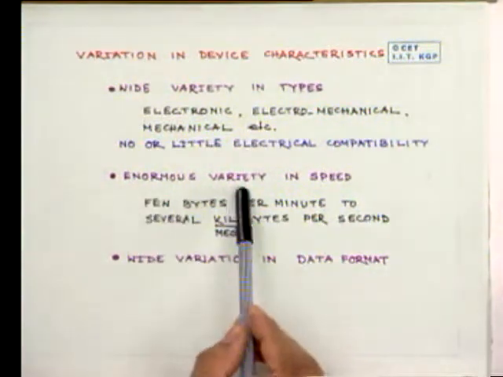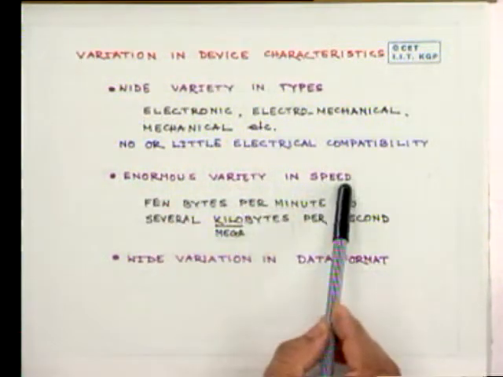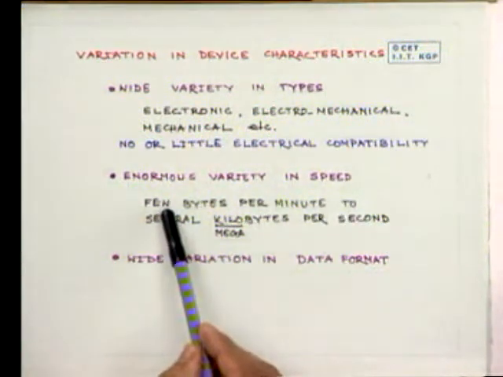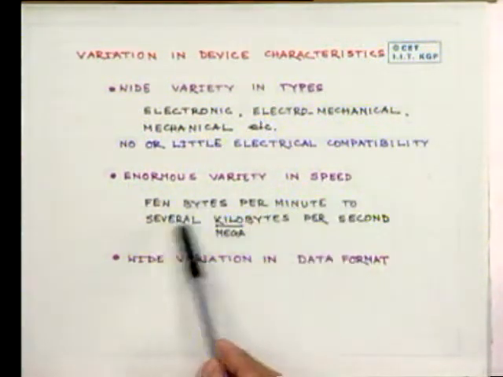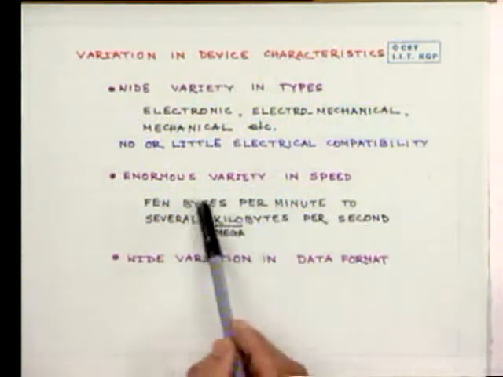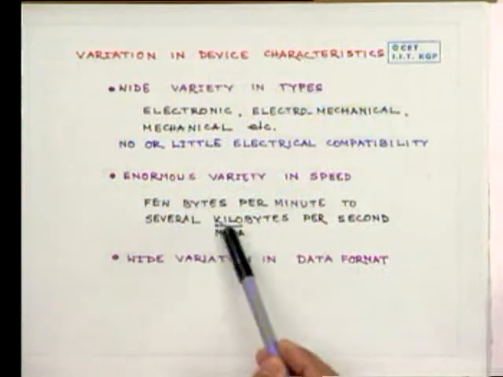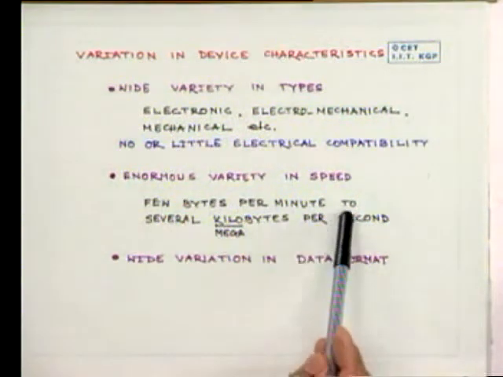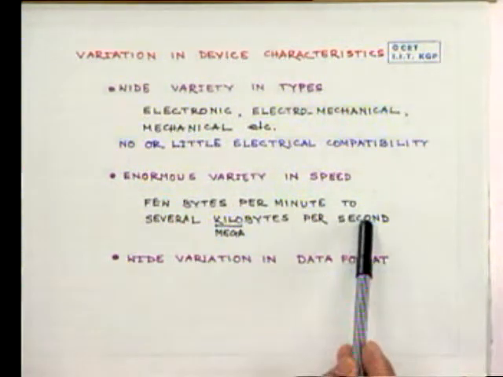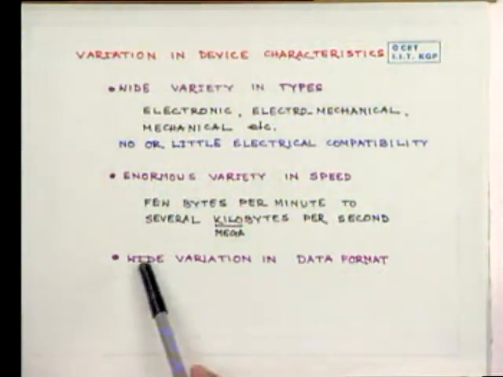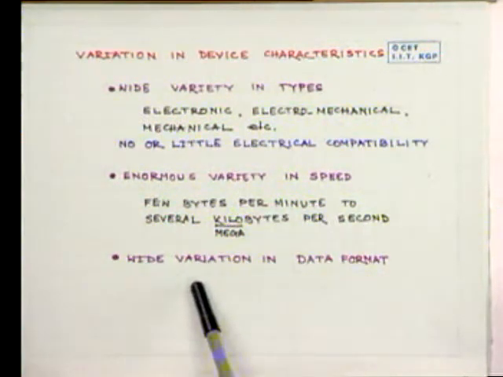There is enormous variety in speed as well. The transfer rate can be from a few bytes per minute to several kilo or megabytes per second. So a few bytes per minute is in the case of a keyboard, and several kilo or megabytes per second in the case of a secondary storage disk. There can be wide variations in data format as well.